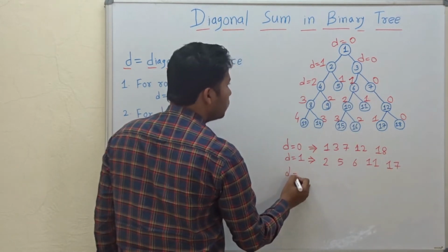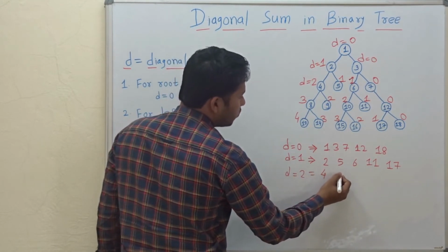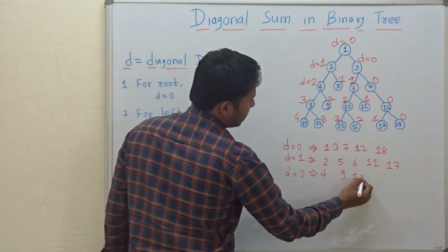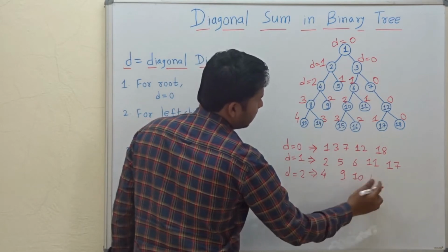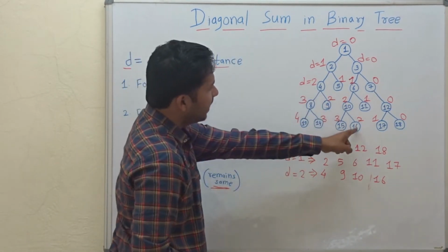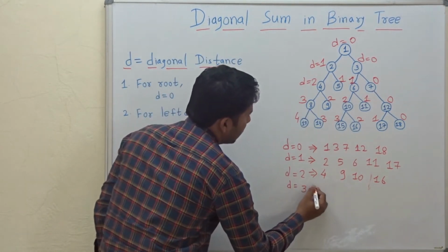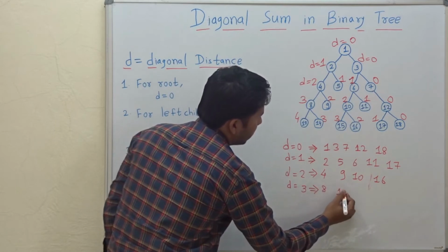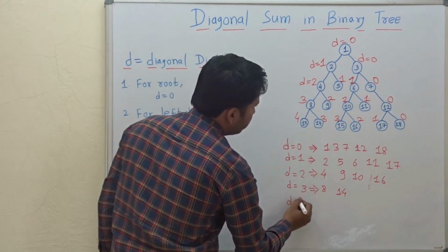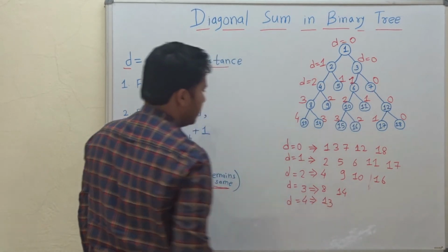Then for D is equal to 2, what are the nodes in this diagonal? The nodes are 4, 9, 10 and 16. There is no other node. Then for D is equal to 3, the nodes are 8 and 14. Then for D is equal to 4, there is only one node, that is 13.